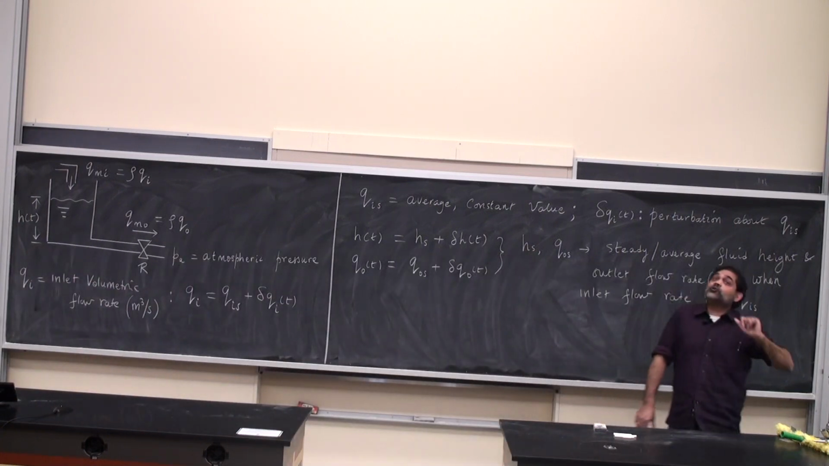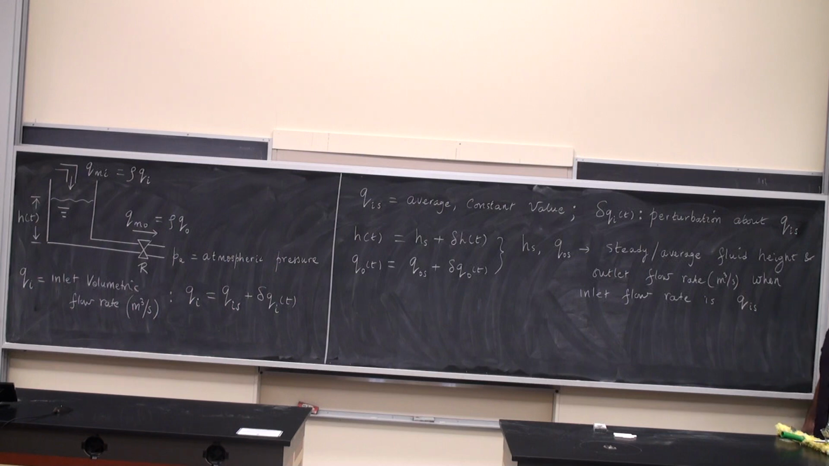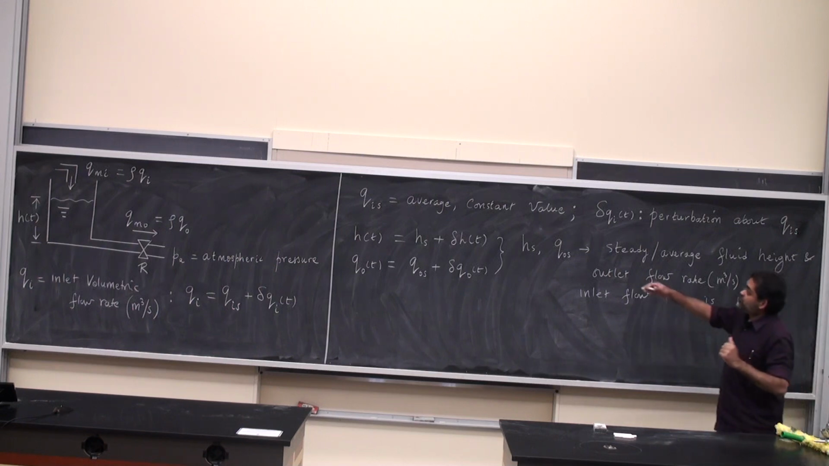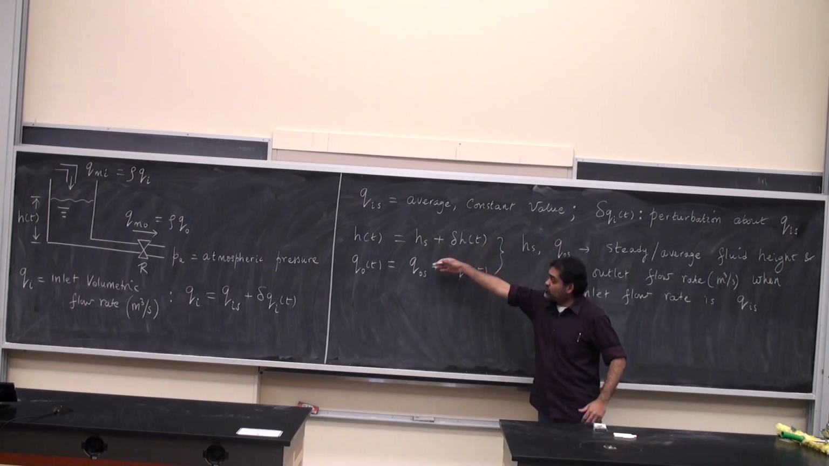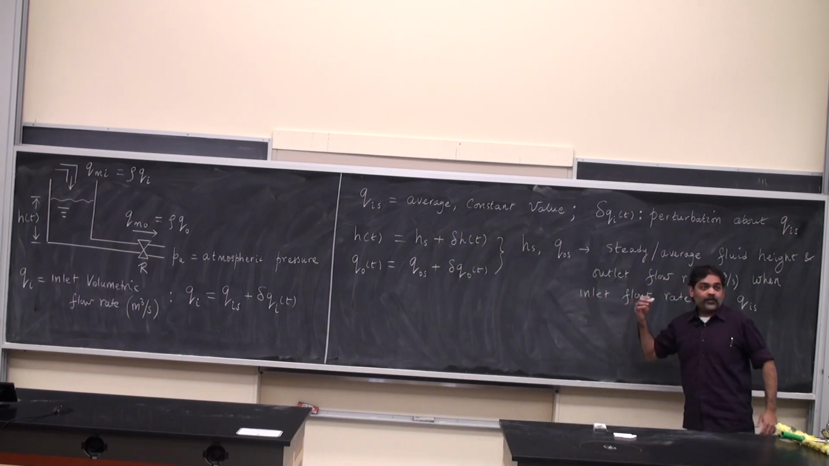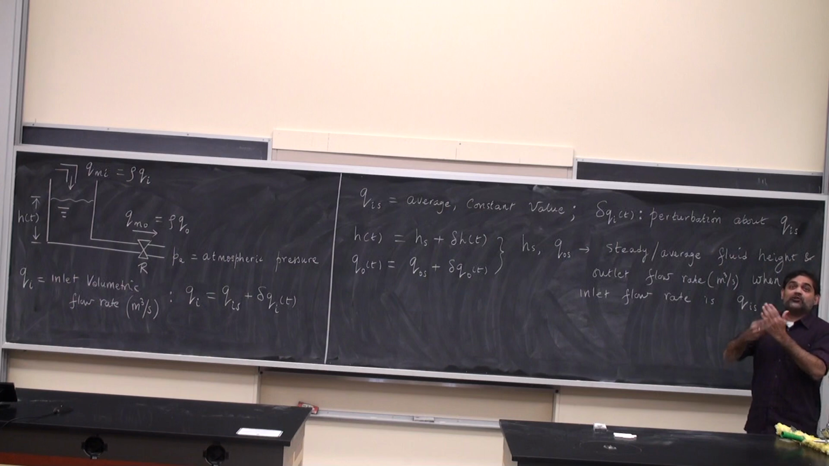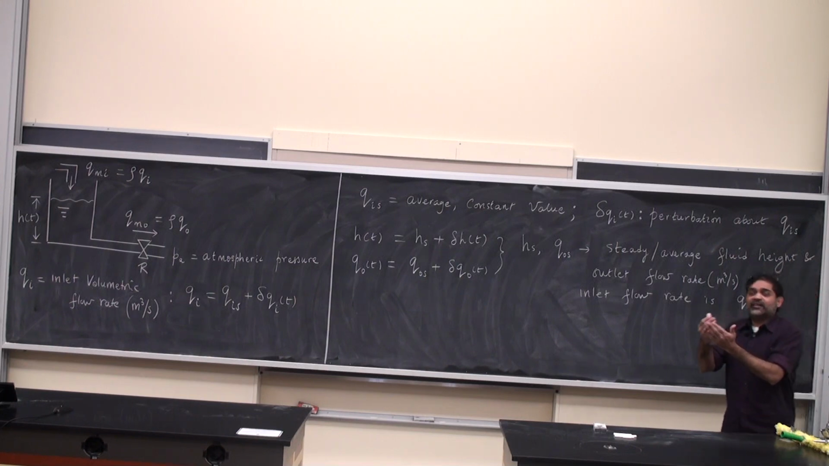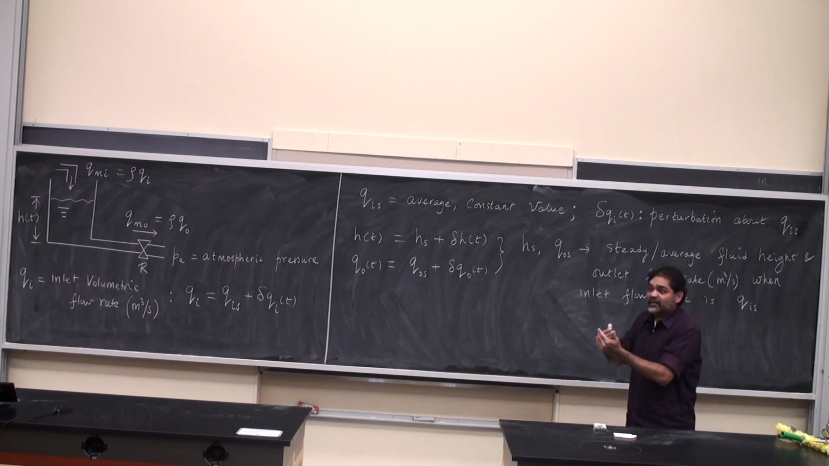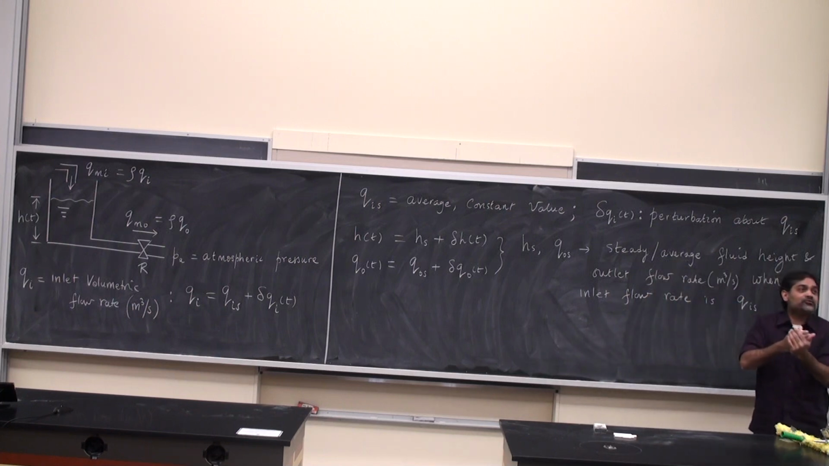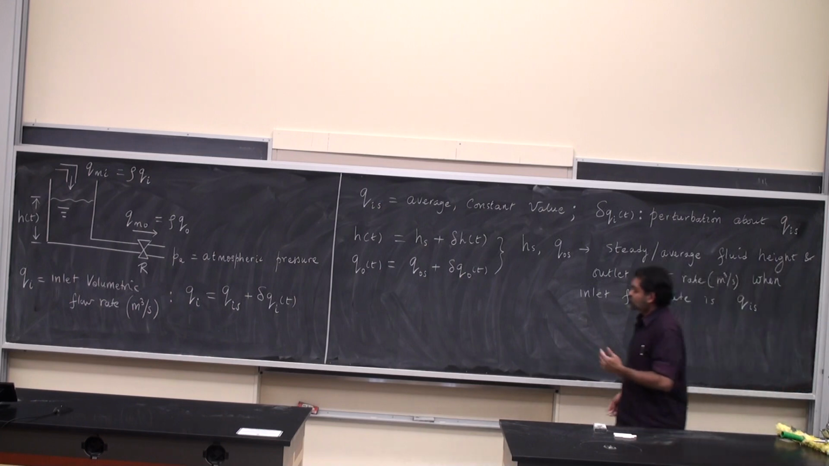If there was no perturbation, if the inlet flow rate was exactly QIS, then the height of the fluid would be Hs, and the outlet flow rate would be Q. But because there is a disturbance to the inlet flow, there is going to be a slight disturbance to the height of the fluid as well. There is a slight disturbance to the fluid flowing out as well. Okay? What are we supposed to do in this problem?